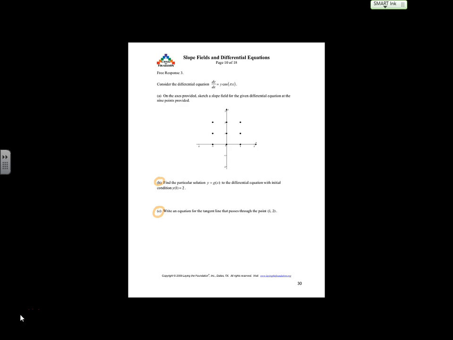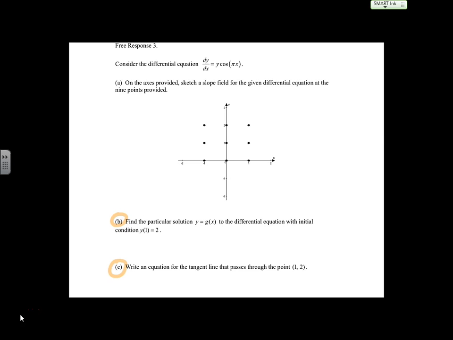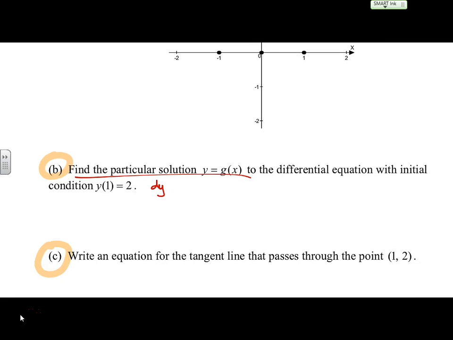Okay, real quick for FRQ number 3. Very similar problem. If you guys are struggling with how to draw your slope field, feel free to come ask. We can work on little baby tangents, but you tell me, what is letter B asking us to do? Find a particular solution. How do we always start? Don't lose your points. Multiply by dx. So I multiply by dx, I end up with, is it y?